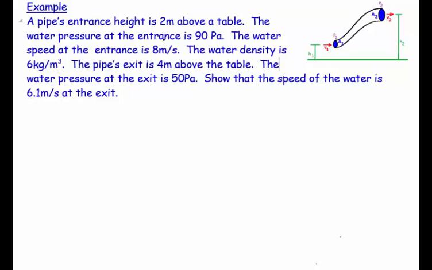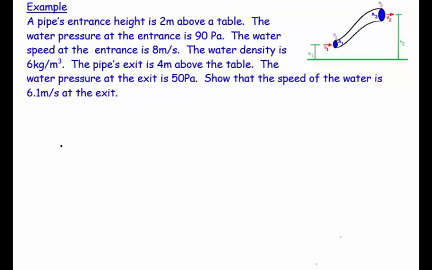This question says a pipe's height is 2 meters above the table. The water pressure at the entrance is 90 Pascal. The water speed at the entrance is 8 meters per second. So we're given a whole bunch of information about this entrance. The water density is 6 kilograms per cubic meter, so we know the density of the fluid. And the pipe's exit is 4 meters above the table, and the water pressure at the exit is 50 Pascal. Show that the speed of the water would be 6.1 meters per second.